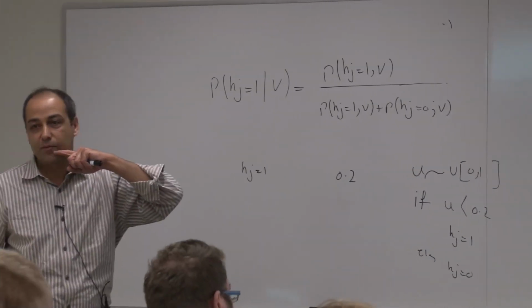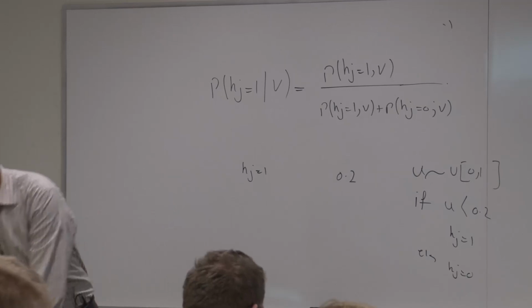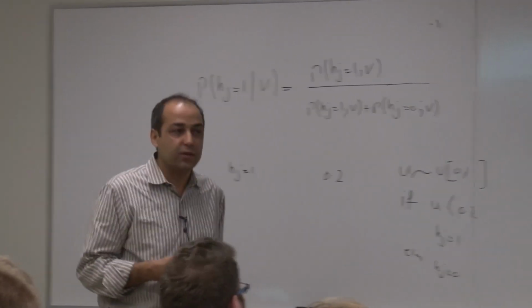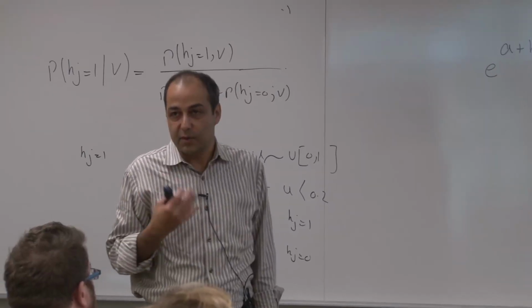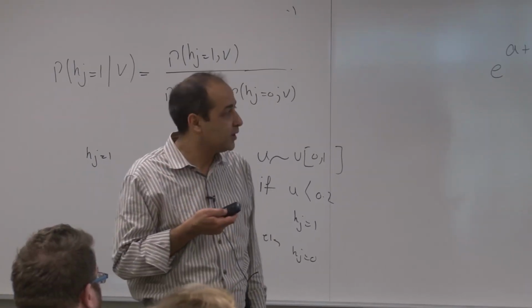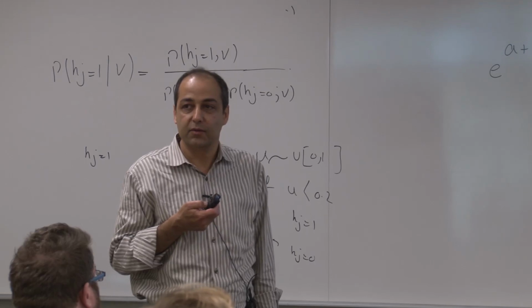And then sample for V. So it's very efficient, very easy to sample, and you can sample H and V. You can sample from the model jointly, easily. Okay, any question so far?